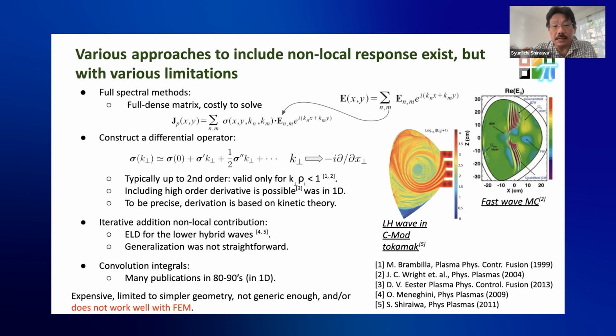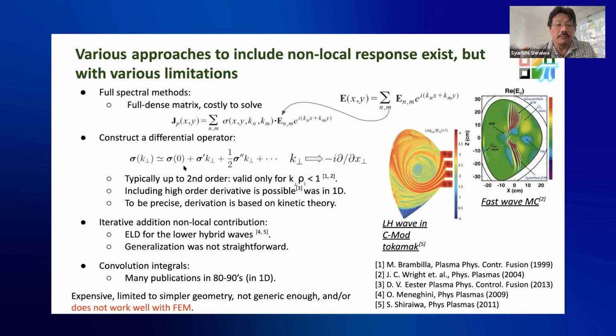As you can imagine, this approach, a full spectrum method, coupled all the result in the fully dense matrix, and it is actually costly. So there are several works to make it simpler and more efficient. One of the successful approaches is to construct a differential operator using a Taylor expansion of the conductivity tensor. And then if you have k perp, you replace k in the differential operator. Typically, this approach only treats up to second order.